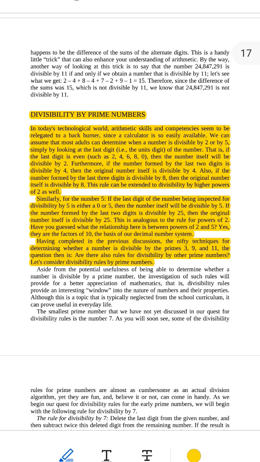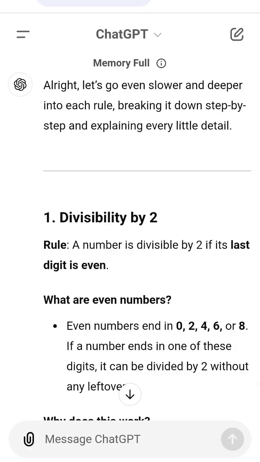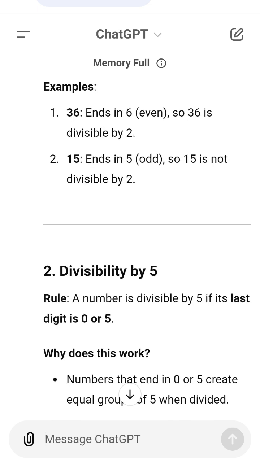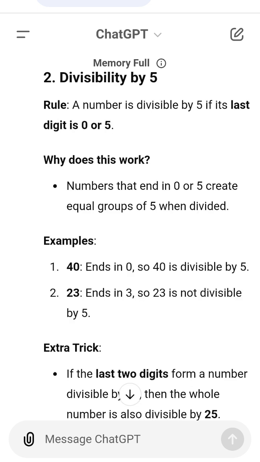1 plus 1 equals 2. Even position, 2. Difference: 2 minus 2 equals 0. 0 is divisible by 11, so 121 is divisible by 11. 2. 1234. Odd positions: 1 plus 3 equals 4. Even positions: 2 plus 4 equals 6. Difference equals 6 minus 4 equals 2, not divisible by 11, so 1234 is not divisible by 11.